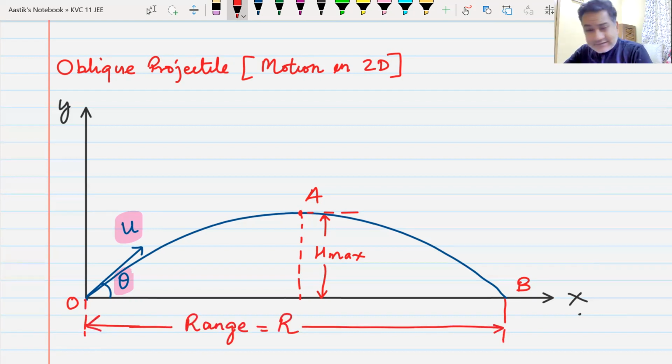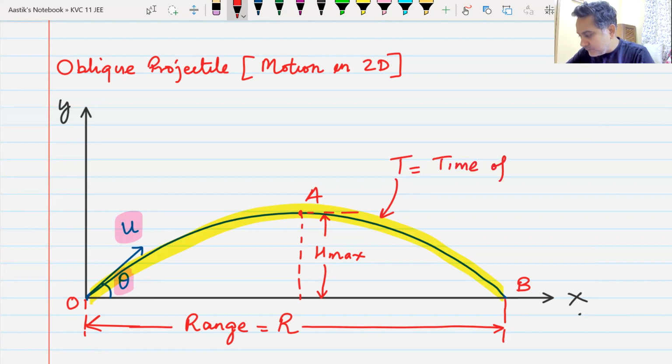It will stay some time in air. It will stay some time in air. That time will be known as T. Time of what? Time of flight, sir. Time of flight. The time it remains in air. Time of flight.